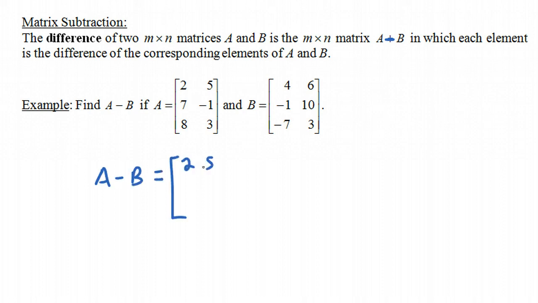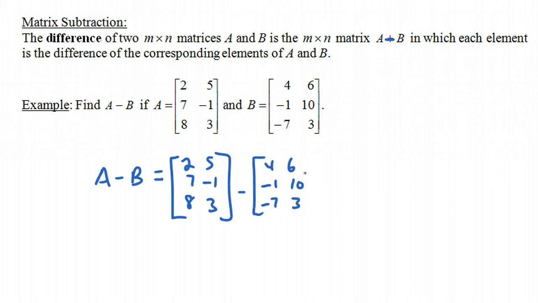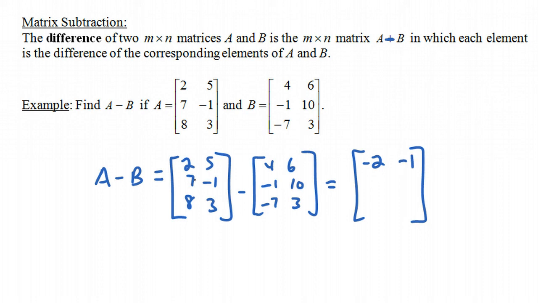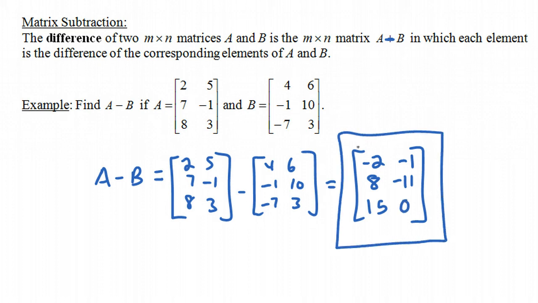So again, let's take 2, 5, 7, minus 1, 8, 3, and we're going to subtract 4, 6, minus 1, 10, minus 7, 3. Since they're both 3 by 2 matrices, we can subtract them. And notice if we look in the upper left corners here, we have 2 and 4, so if we subtract them, that will give us negative 2. 5 minus 6 would be negative 1. 7 minus a minus 1 would be 8, like 7 plus 1. Negative 1 minus 10 would be negative 11. 8 minus a minus 7 would be 15, and 3 minus 3 would be 0. So this is the matrix A minus B. And again, you can only subtract matrices if they have the same size.